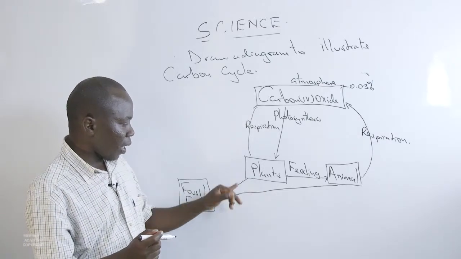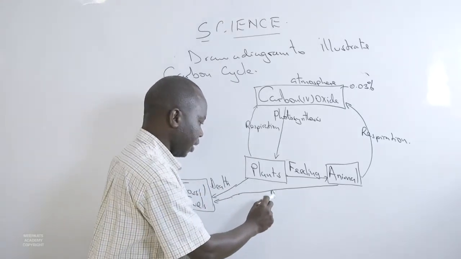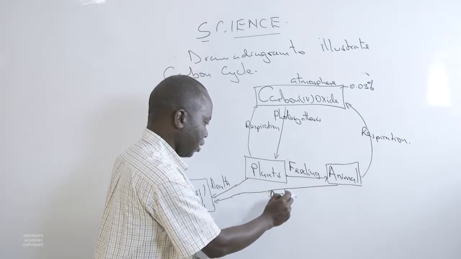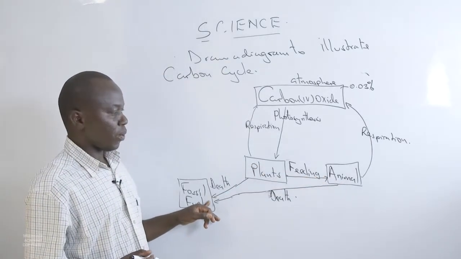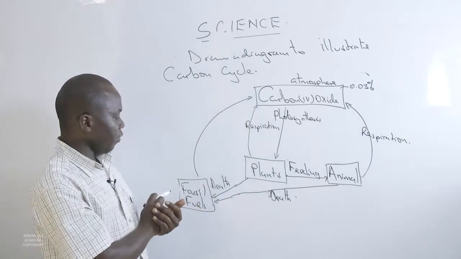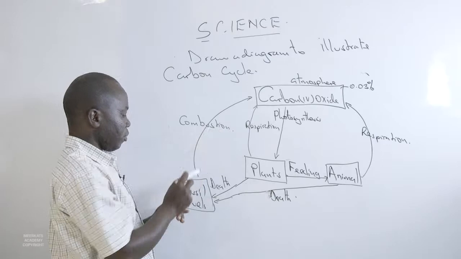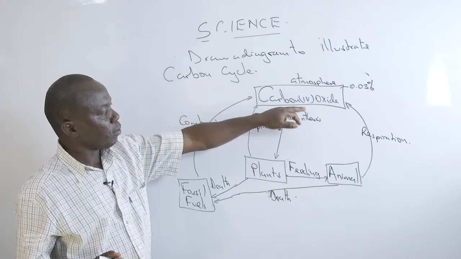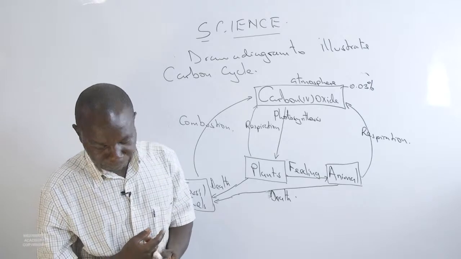So we can say for it to happen, we must have a process, death. They must have died, or they must be dead. So death will convert carbon in animals into fossil fuels. Now, when there is combustion of fossil fuels, maybe at the industrial level, like petrol, part of the carbon dioxide will be released back to the atmosphere.